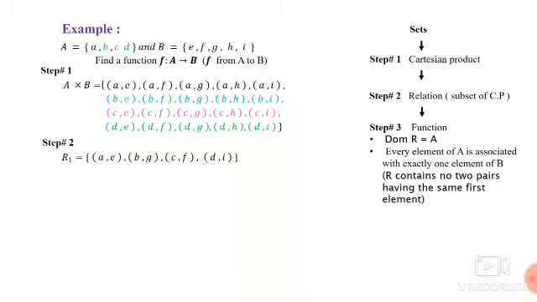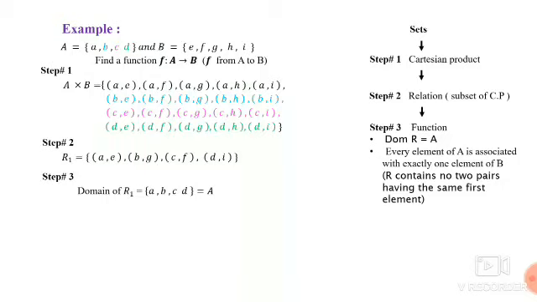A relation is just a subset of the Cartesian product. We may take any subset. Here we have considered AE, BG, CF, DI. We have considered these four ordered pairs. Now let us check whether this relation is a function or not.